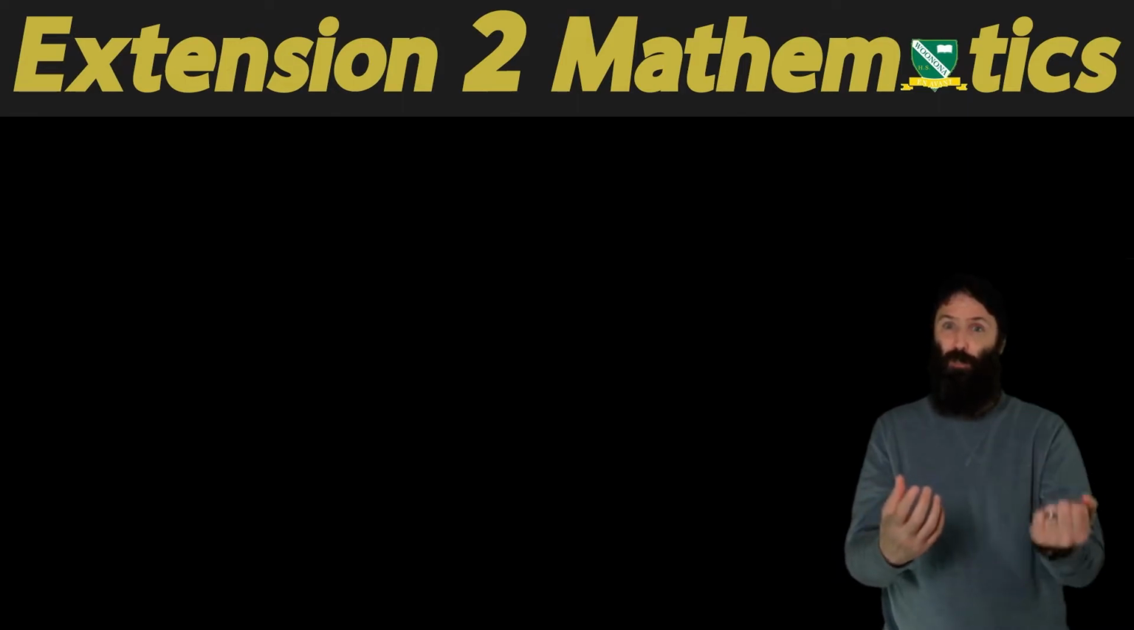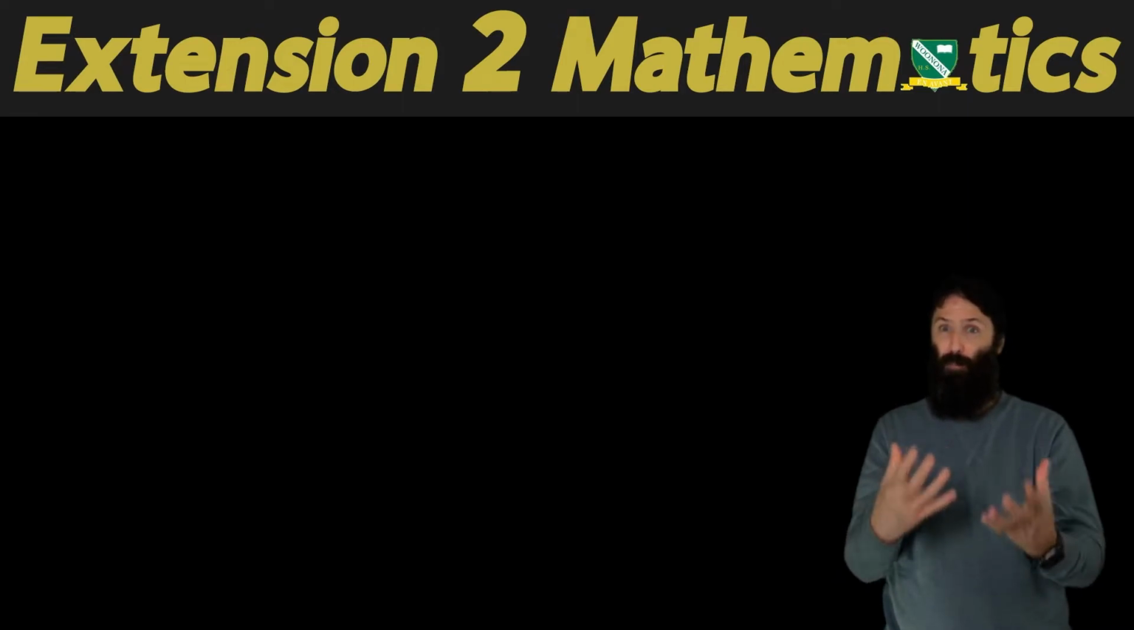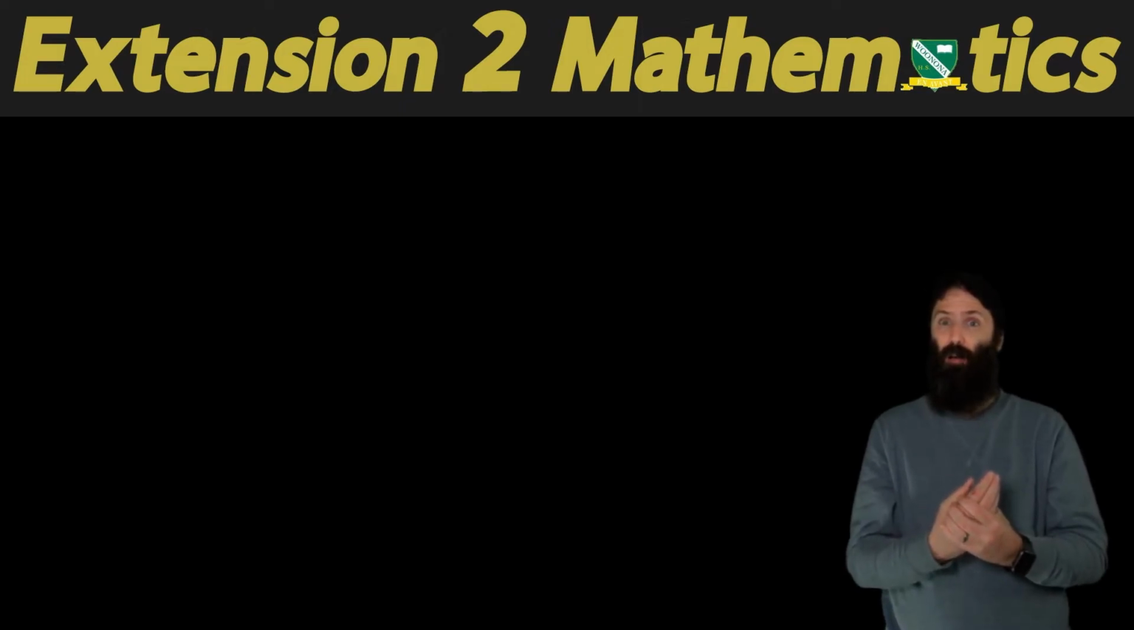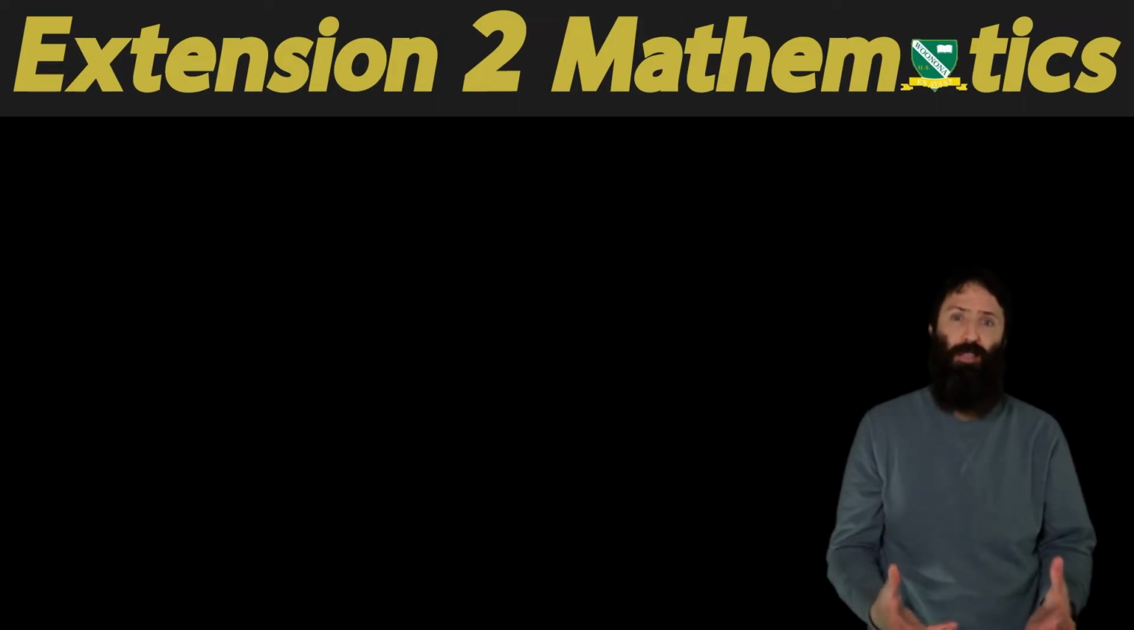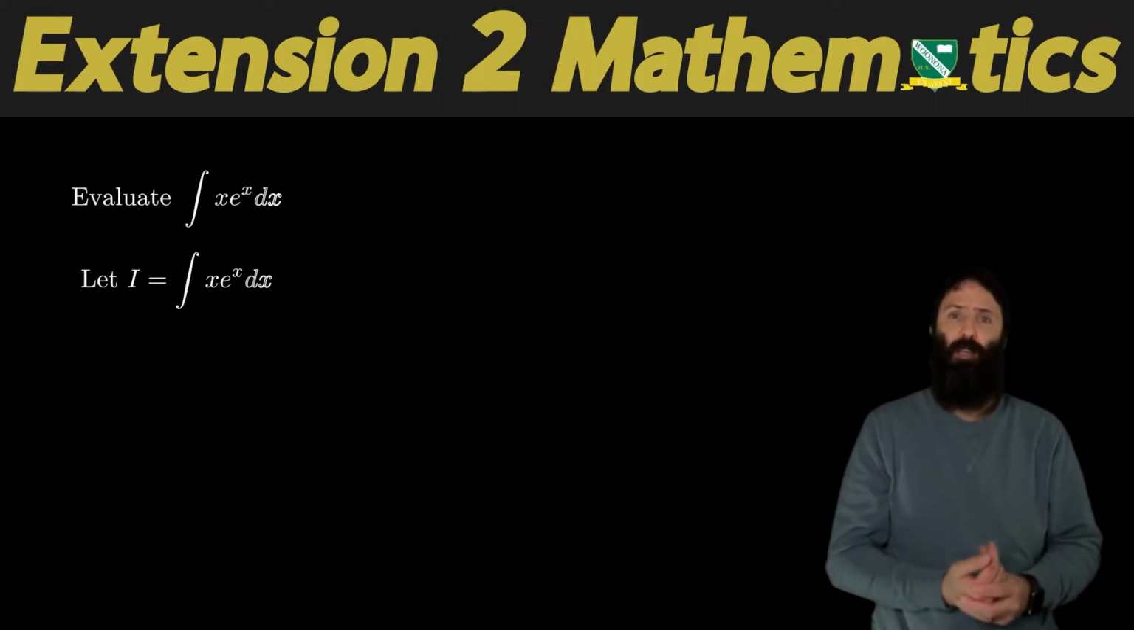In theory, it doesn't matter which way around you choose u and v. In practice, it often does. One way will work quite nicely, and the other way will just make the problem worse. All right, so another simple example. Let's find the integral of x e to the x dx.